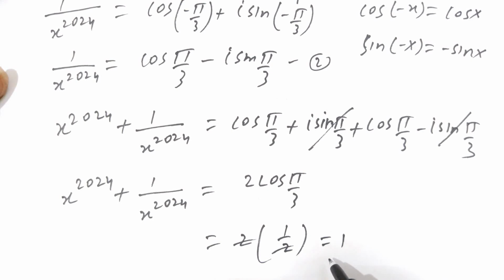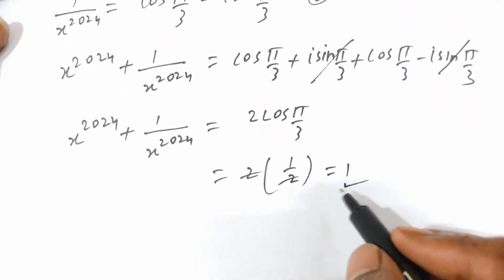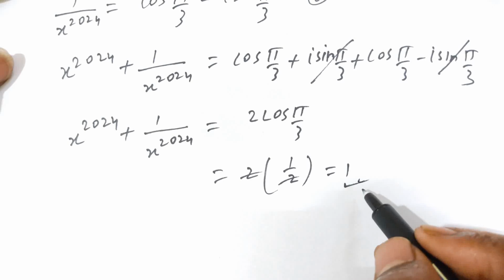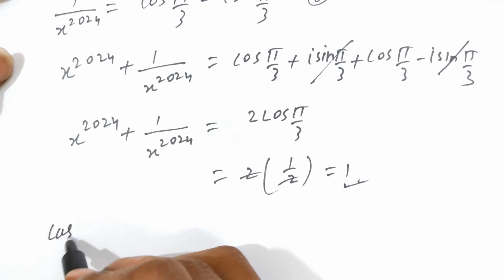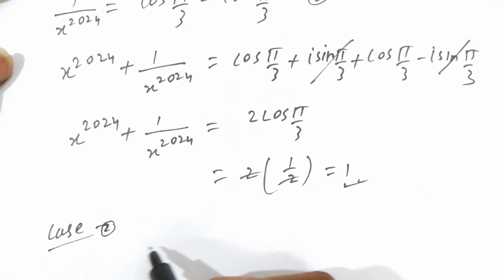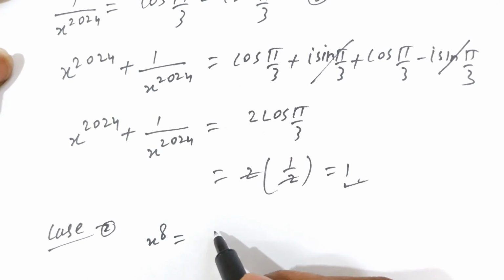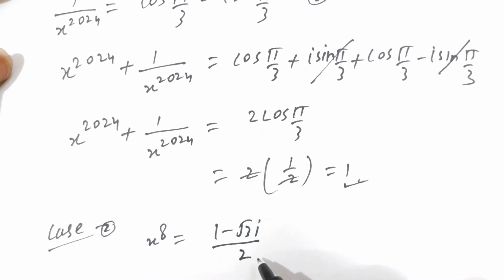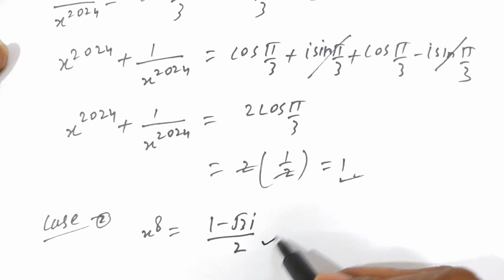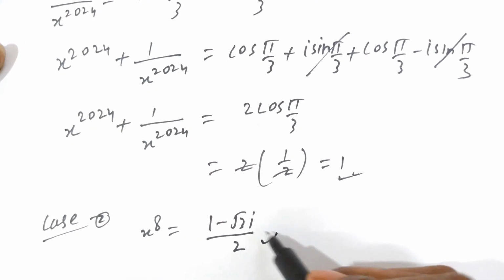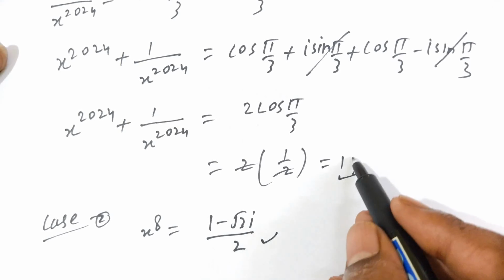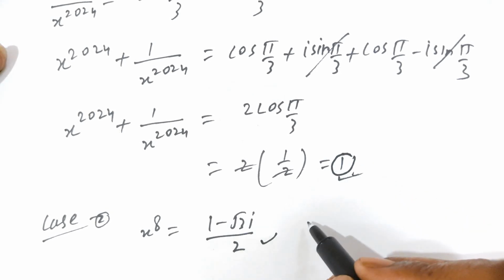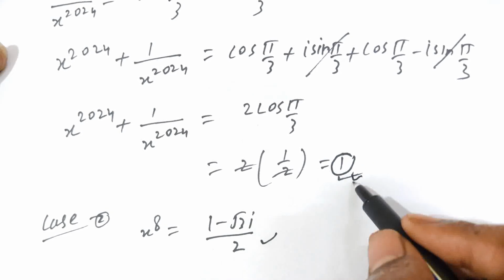So students, here we know that the value of this expression is 1. In the second case, x power 8 is equal to 1 minus square root of 3 times iota divided by 2. If you take this x power 8 and solve again, you will again get the value of this expression as 1. So students, this is our final answer.